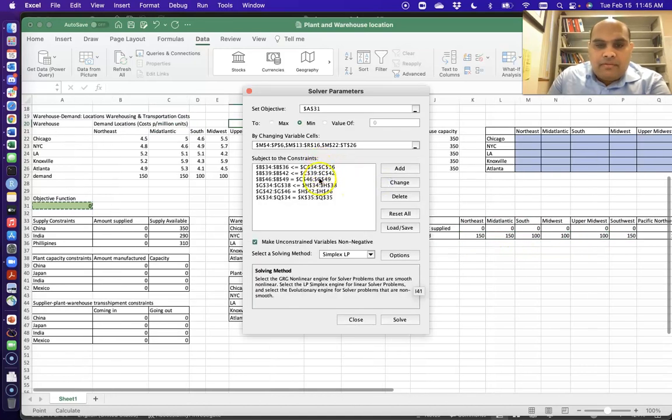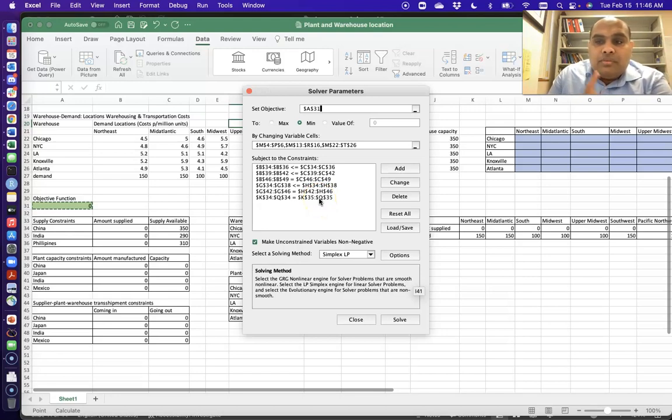So we have 3 less than or equal to constraints. You have the supply constraints, the capacity constraint for the plant, and the capacity constraint for the warehouse. Then you have transshipment constraints from supplier to plant to warehouse, then from plant to warehouse to demand locations, and of course demand constraints at the demand locations, right?